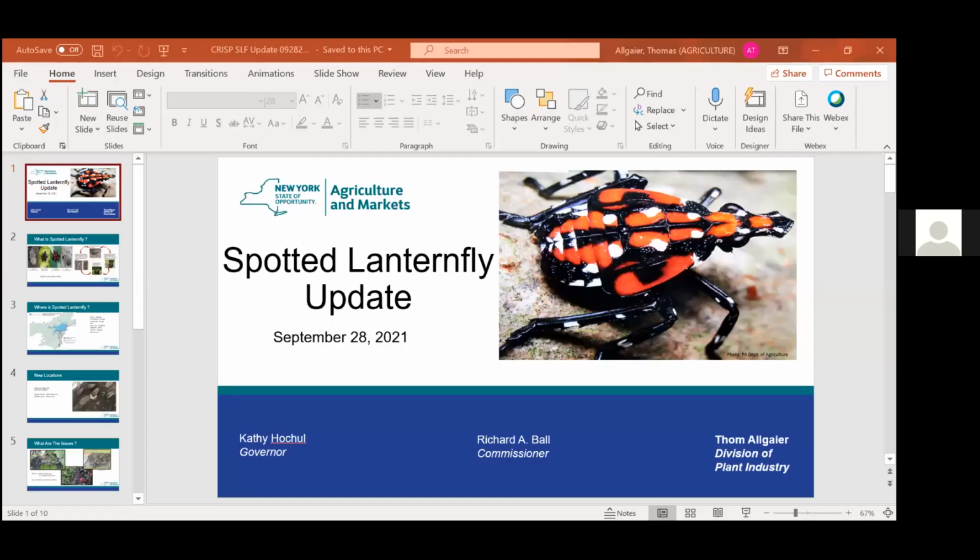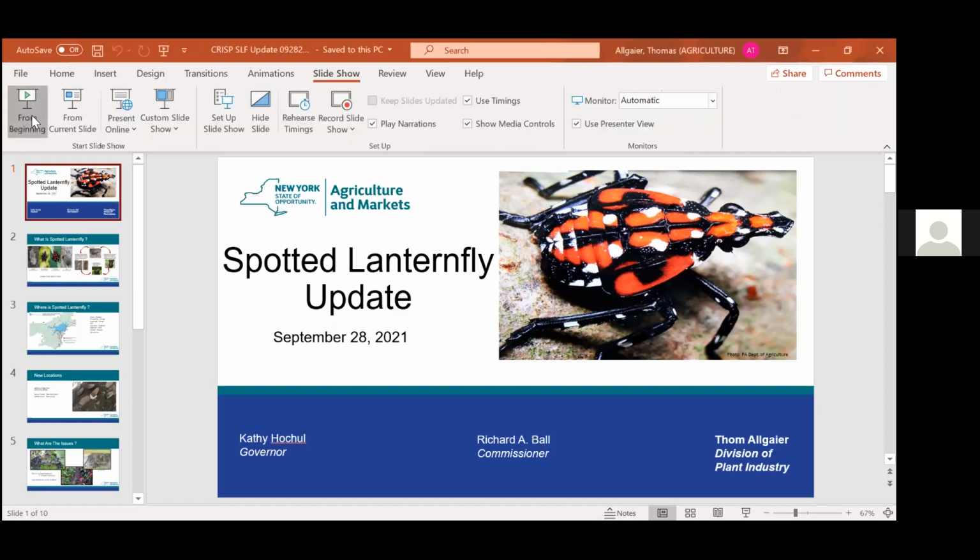Next, we're going to move on to partner updates. First off, we'll start with Tom Allgaier from the New York State Department of Ag and Markets, and I know he's going to update us about spotted lanternfly. So buckle in, brace yourselves. Go ahead, Tom, when you're ready. It looks like your screen's coming up.